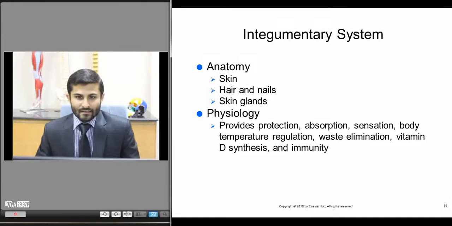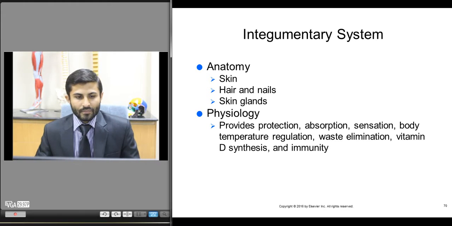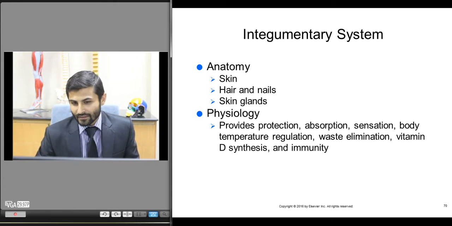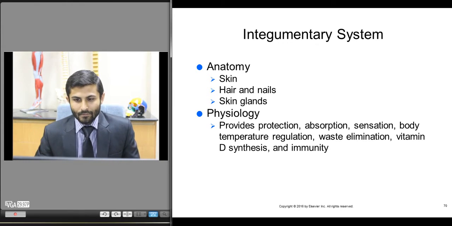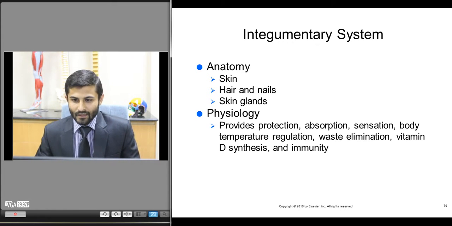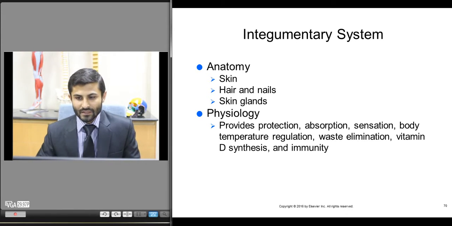Integumentary system, the skin system. In anatomy, you have the skin, the hairs and nails, and skin glands. In physiology, we look at different functions, like protection. The skin is the largest organ of the body. If you look at the surface area, it's almost 25 meters, and it protects the body from the external environment. It also absorbs, definitely. A lot of things can be absorbed by the skin, like you apply some ointment or some medicine, and it gets absorbed into the skin.